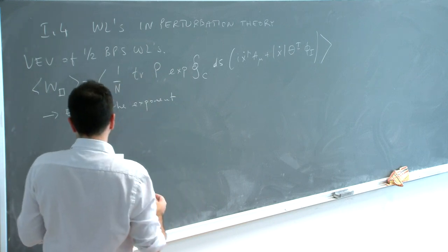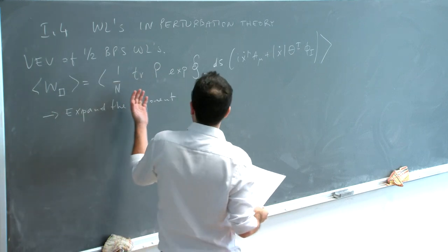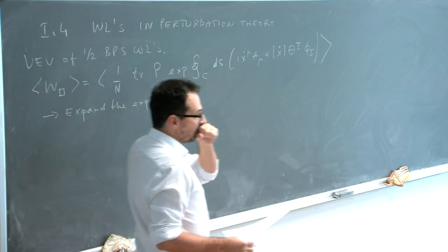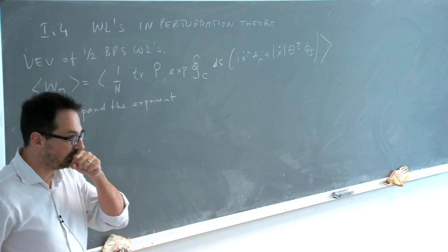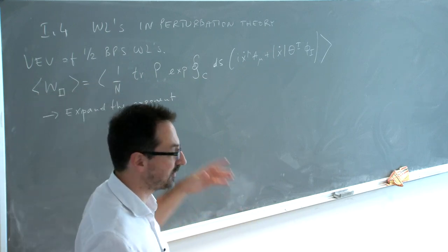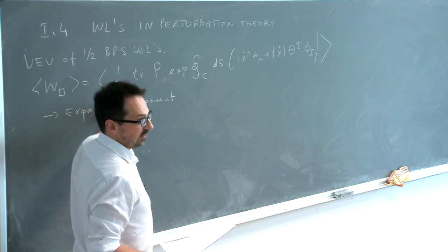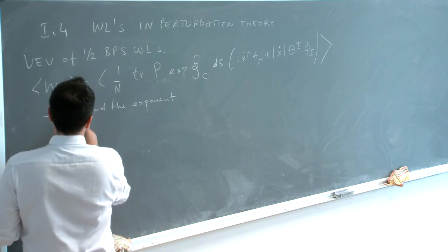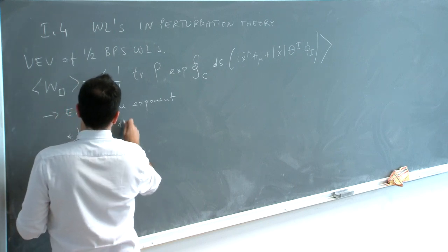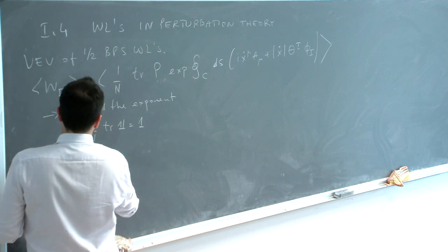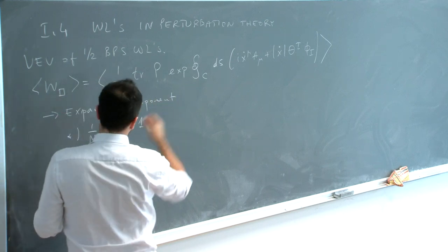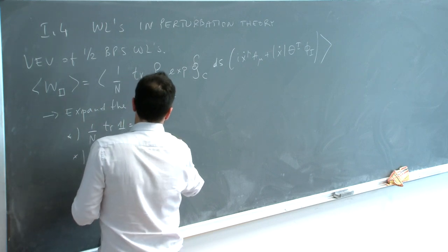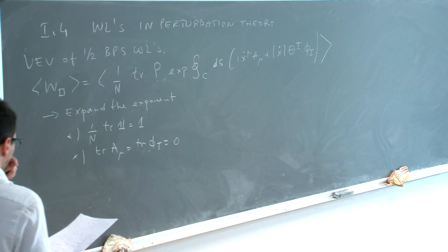Okay, and so the first term is 1, so we get the trace of 1, which is an N by N matrix, so you get N, which cancels with this 1 over N, so the first term is 1. And then the second term, which would be linear in the fields, is 0, because these are traceless matrices.